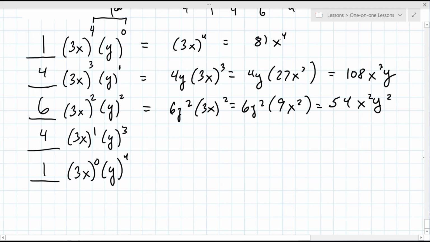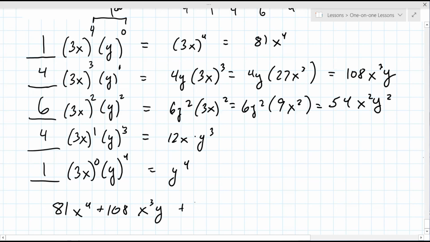It's very common to put x first and then the y. Shouldn't really matter, but that's the way. So this is 4 times 3. That's 12x times y cubed. And then this last one, that's 1, so this is just y to the 4th. And then you write all of those out together. 81x to the 4th plus 108 x cubed y plus 54 x squared y squared plus 12 xy cubed plus y to the fourth.